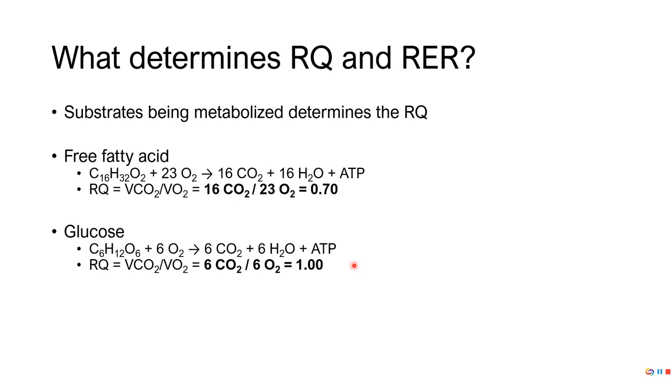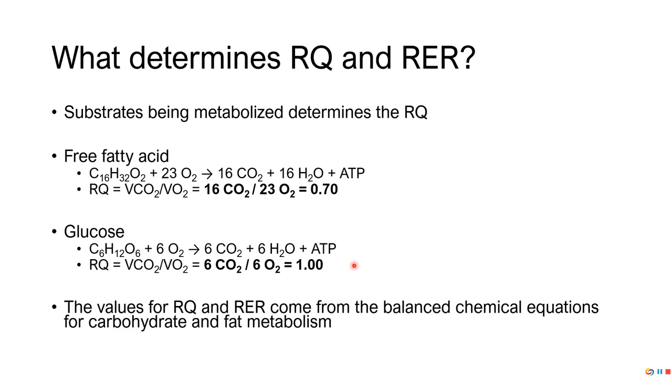Ultimately, these values come from balanced chemical equations. This comes from something called stoichiometry, which is a part of chemistry that involves using relationships between reactants, the stuff on the left side of the equation, and the products to determine whatever it is you're looking at, so we can determine what fuels are being used here.